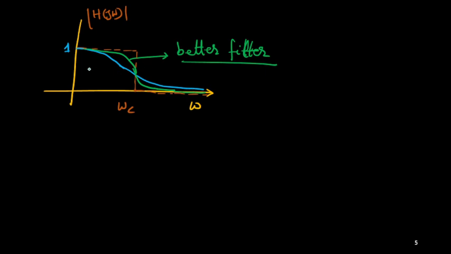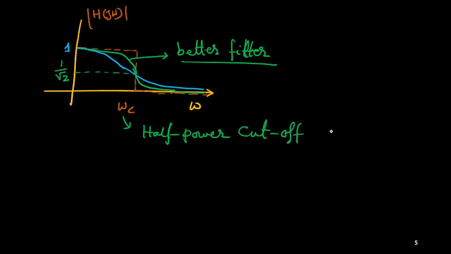And here one important thing is that this omega c will be called the 3 dB cutoff frequency, or half power cutoff frequency, if the magnitude here becomes 1 upon square root 2. So the highest magnitude is 1. If the magnitude falls to 1 upon square root 2, this is called the half power cutoff frequency, or also the 3 dB cutoff frequency.